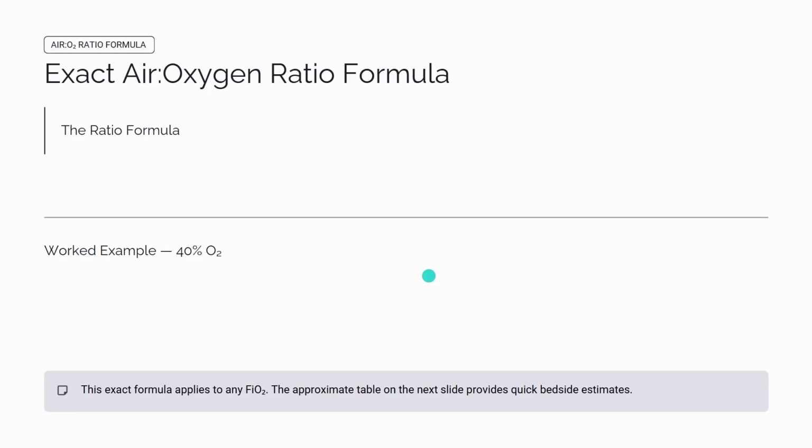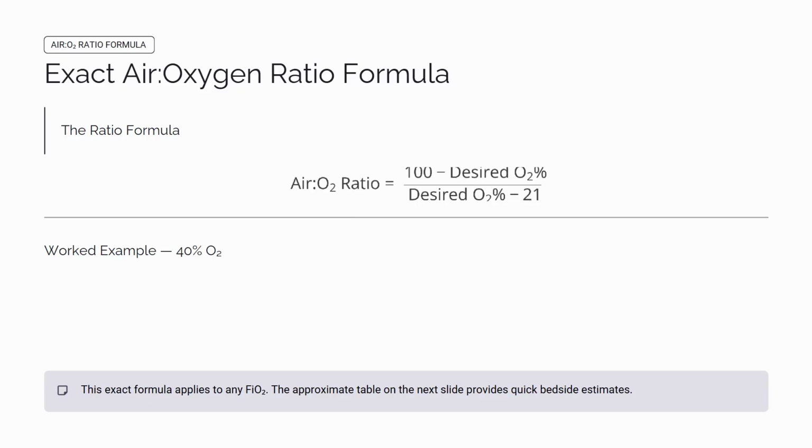So here's the exact formula for the air to oxygen ratio. Air to oxygen ratio equals (100 minus the desired oxygen percentage) divided by (the desired oxygen percentage minus 21). Okay, so let's break down every piece before we touch a calculator. The 100 represents pure 100% oxygen. That's your reference point. 21 represents the room air, because room air is about 21% oxygen. That's your other reference point. Your desired O2 percentage is the FiO2 you're actually trying to deliver to this specific patient.